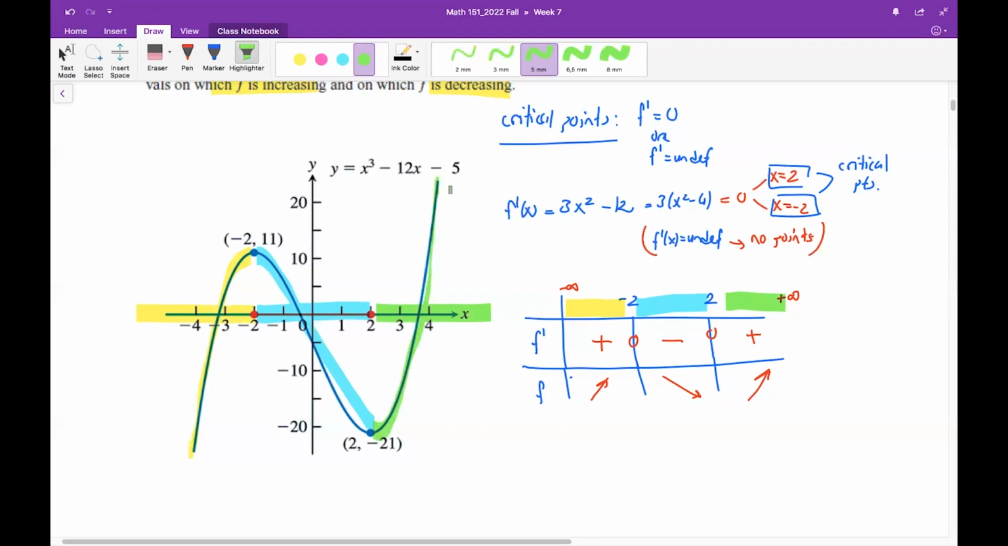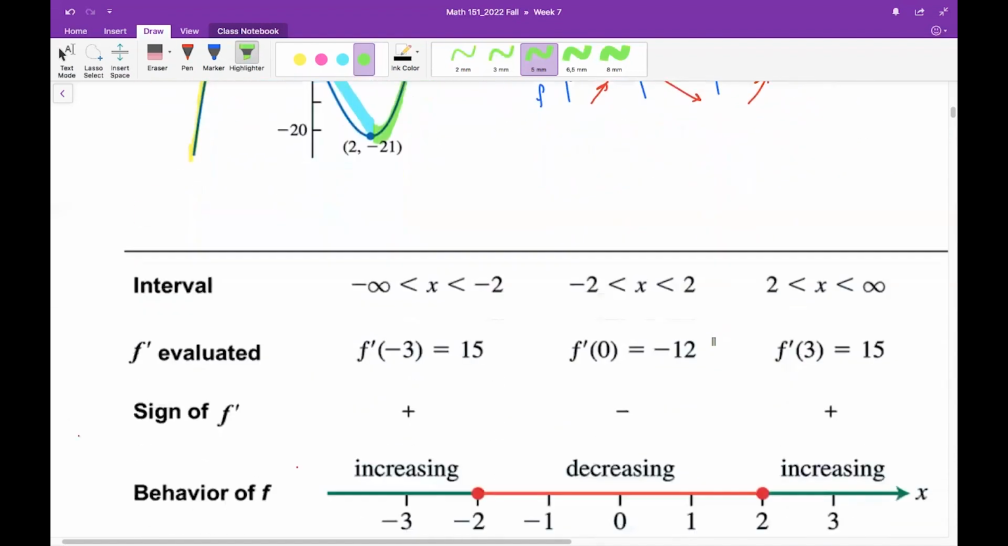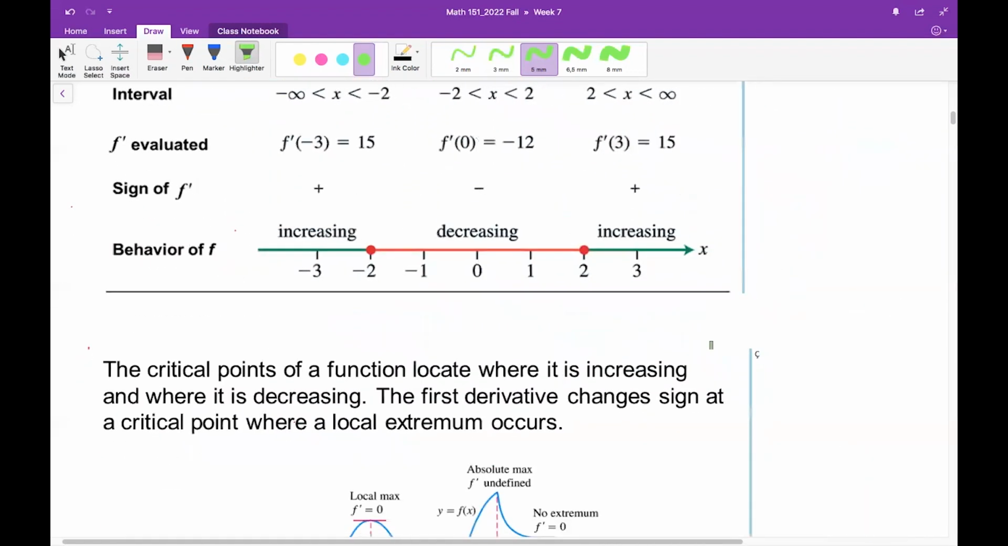So this is what we call the first derivative test, and we use it to identify the intervals over which your function is increasing and decreasing. How do we do that? We just find the sign of the first derivative function over those intervals after computing the critical points, of course. Okay, let's move on.